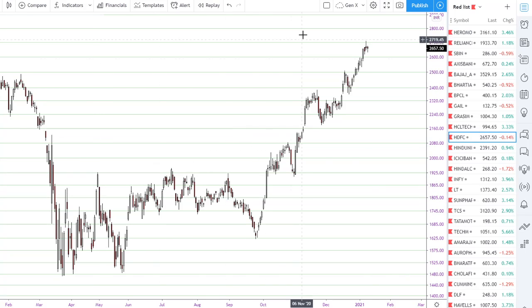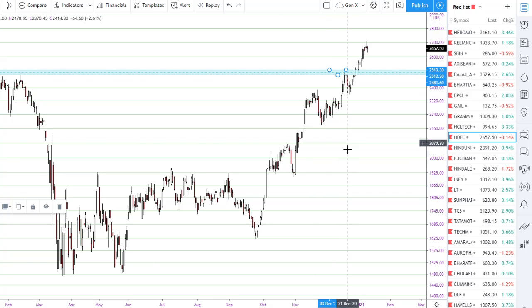The next stock is HDFC, clearly in an uptrend, and this is a zone of interest I'll be interested in.